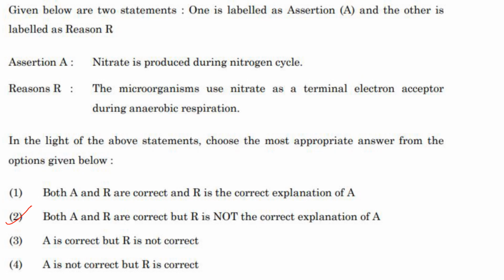Then nitrate is produced during nitrogen cycle. Yes, that is correct. The microorganism use nitrate as a terminal electron acceptor during anaerobic respiration. That statement also is correct, but it doesn't explain the assertion. So both A and R are correct, but R is not the correct explanation of A. Answer is option 2.